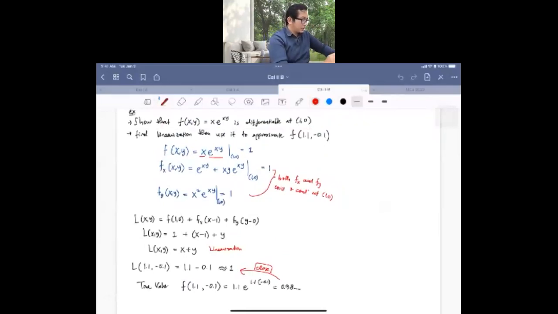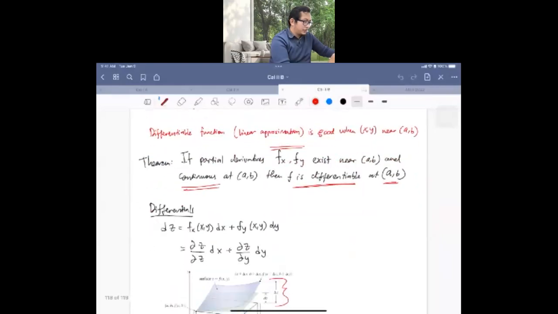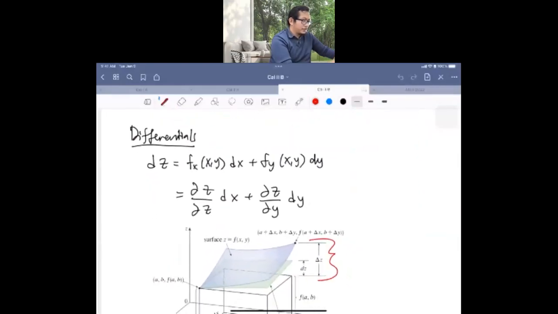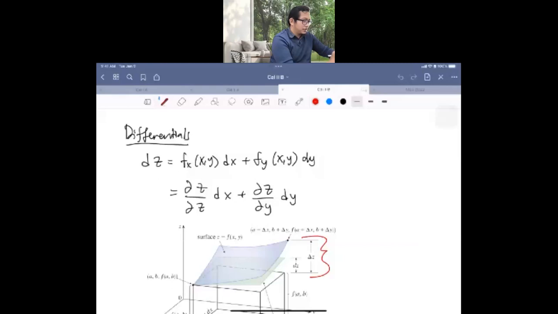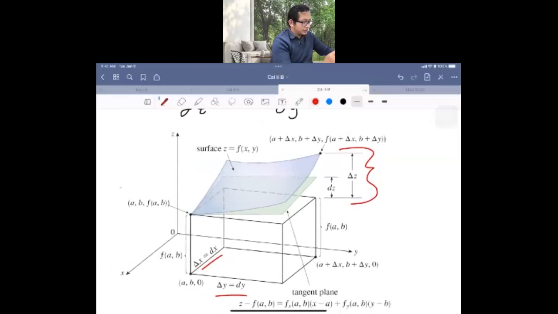Okay, now let me go from here. Last time we discussed differentials. Differentials means that we have dz, and dz depends on dx and dy. And dx and dy, as we can see from these illustrations, they both are independent.